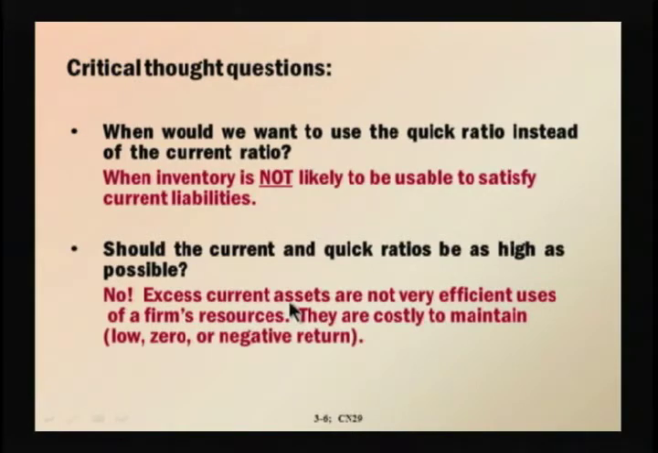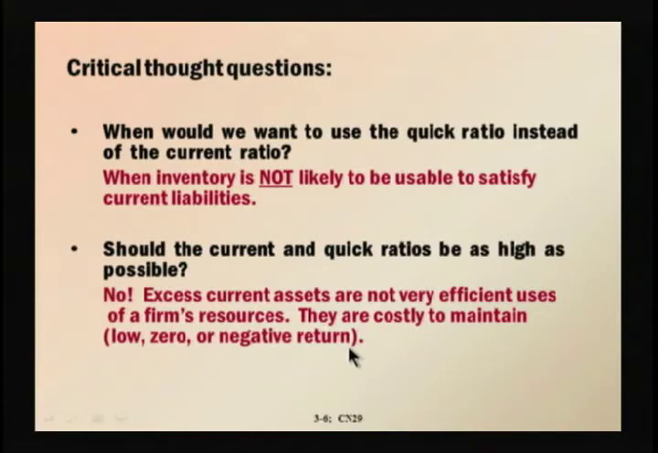We need enough inventory to meet customer demand, but not so much more inventory or so much more accounts receivable or cash than is really necessary, because current assets just don't earn anything. It's not efficient to tie up excess resources in current asset form, because they're costly to maintain. Cash doesn't earn anything, accounts receivable doesn't earn anything, inventory doesn't earn anything. In fact, inventory has to be stored, it has to be insured, it's subject to obsolescence or shrinkage where it walks out the back door.